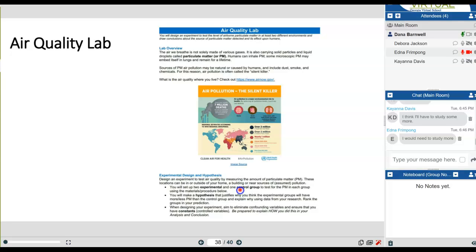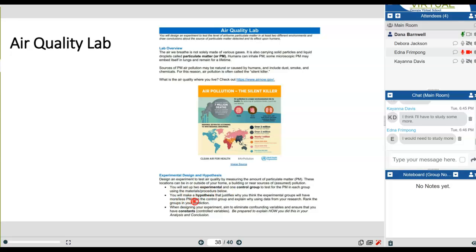I'm just going to throw some examples at you. Maybe you put one of those cards in a bedroom where the animals are located, and maybe you put one of your cards in the kitchen. Or maybe you have a smoker in the home and you put one of those cards in a room where that person may smoke inside. Those are just some examples of the different types of air that you can test.